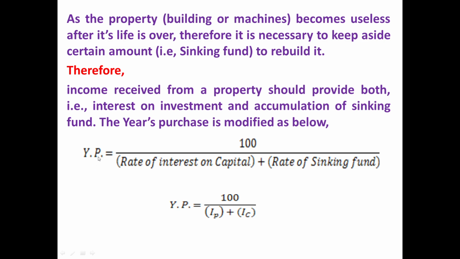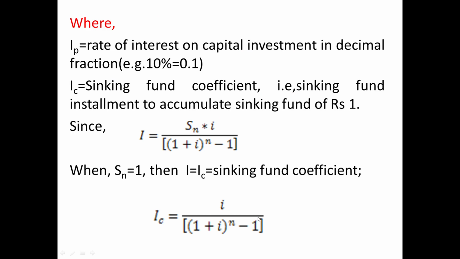So here we can write down year's purchase now equals to 100 upon rate of interest on capital invested plus rate of interest for sinking fund or rate of sinking fund. So here YP, that is year's purchase, equals to 100 upon IP plus IC. Now here IP is the rate of interest on capital investment that we consider in decimal fraction. That means if it is 10%, then you have to consider it as 0.1. IC is the sinking fund coefficient, that is sinking fund installment to accumulate sinking fund of ₹1.